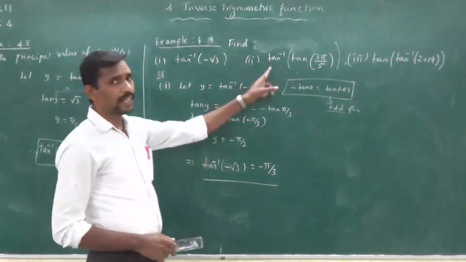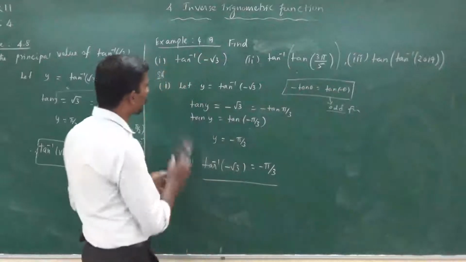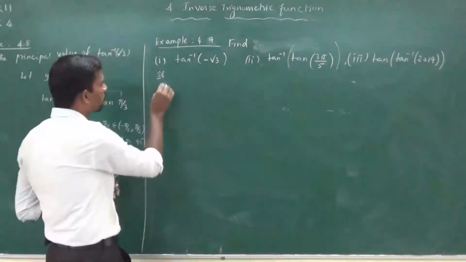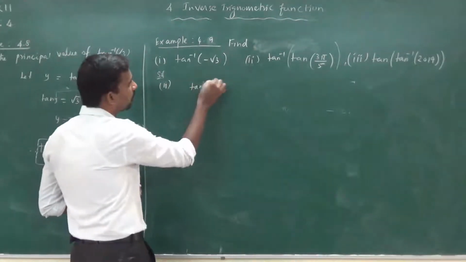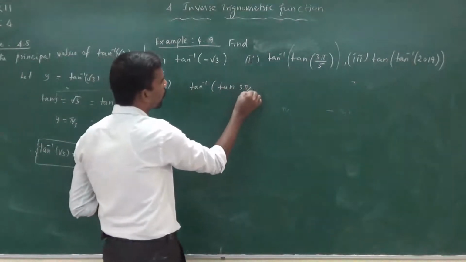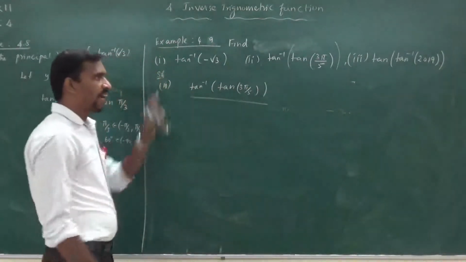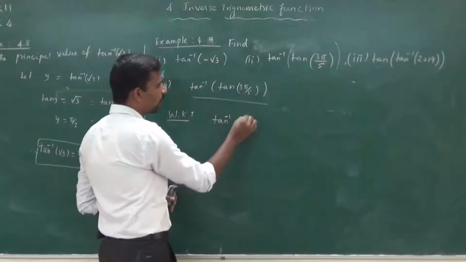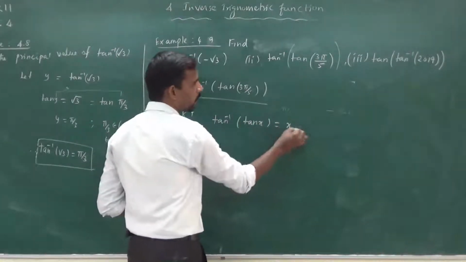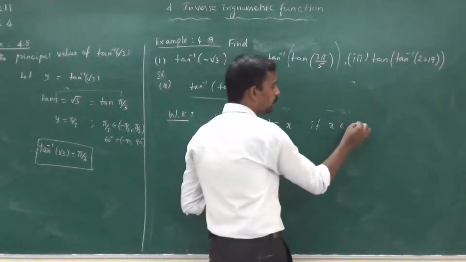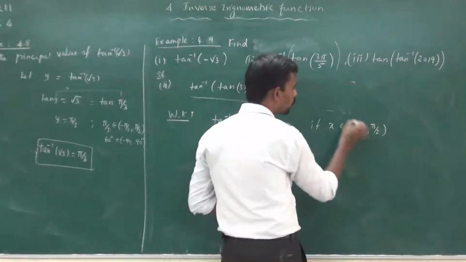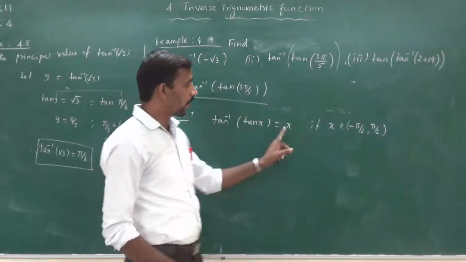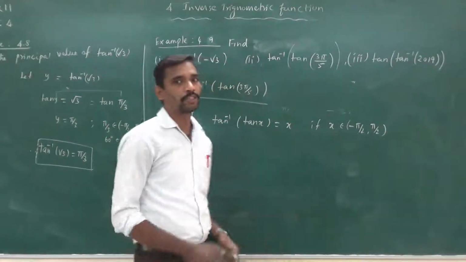Next, we have to go for tan inverse of tan of 3 pi by 5. Okay, I wrote this one. Now question number 2: tan inverse of tan of 3 pi by 5. We know the result: tan inverse of tan x is equal to x, if x belongs to the open interval of minus pi by 2 to plus pi by 2. We can write tan inverse of tan x is nothing but x, when x belongs to minus pi by 2 to plus pi by 2.